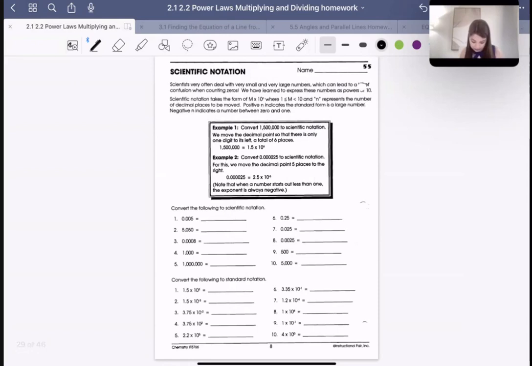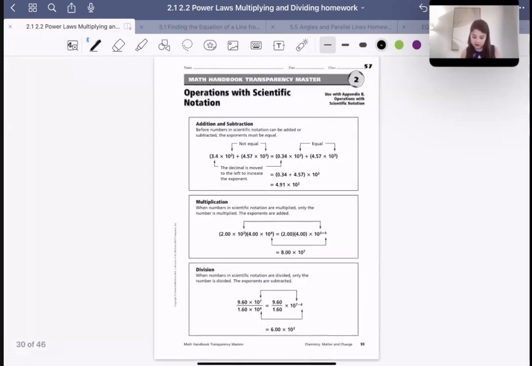All right, so here's a few more questions that they ask you to do to convert things to scientific notation or convert things out of scientific notation. So I will leave that for the homework. The next thing we'll talk about is operations with scientific notation, which is how we may use this in our math class.